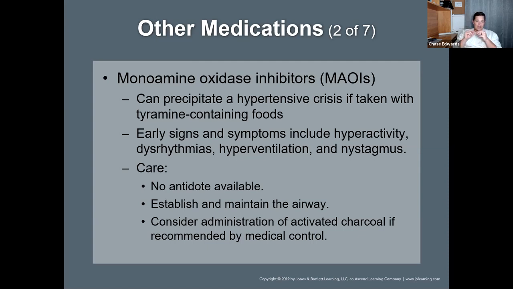Some early signs and symptoms are going to be hyperactivity or dysrhythmias, usually sinus tachycardia. Hyperventilation could be one of them also. With increased levels of toxicity, though, you've got to be alert for chest pain, palpitations, diaphoresis. No antidote is available. Don't give syrup of ipecac. Make sure that you establish those lines, right, those IVs. And if you need to, for hypotension, give sequential fluid boluses of normal saline.